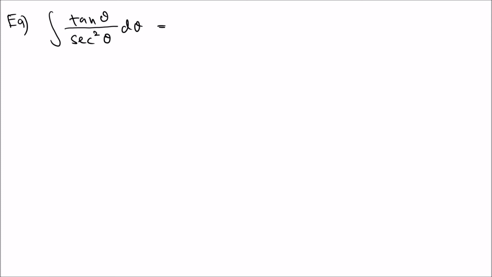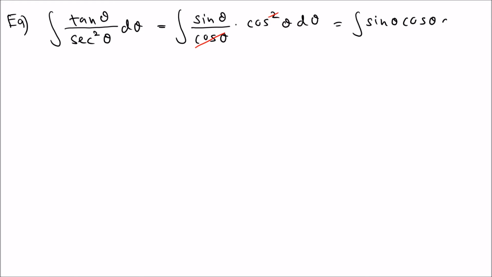Again, as we did before, we can write this using sine and cosine first. So this is simply sine theta divided by cosine theta, that's a tangent. And the secant means 1 over cosine, so you can write this as cosine squared theta, that's a secant, d theta. Now you can see one of the cosines gets cancelled, so you end up getting sine theta cosine theta d theta. After you get to that integral, you can do it in 3 different ways. So let's talk about those 3 techniques separately.